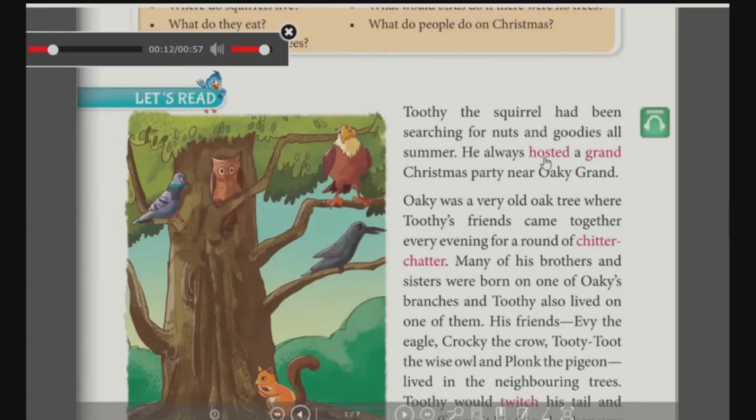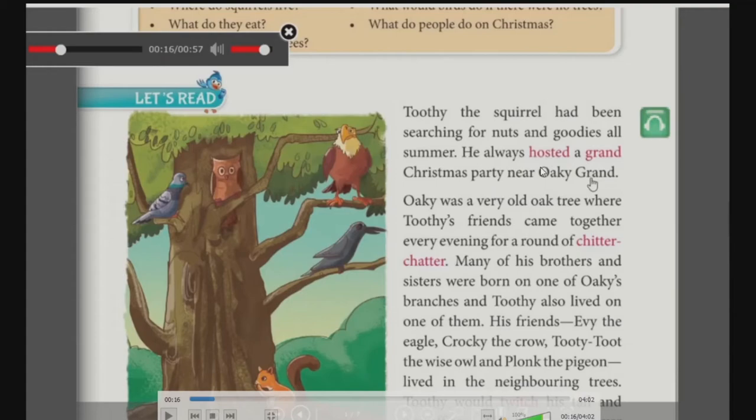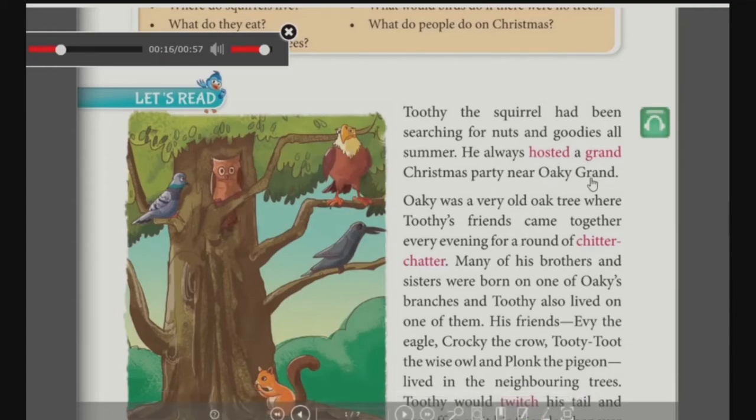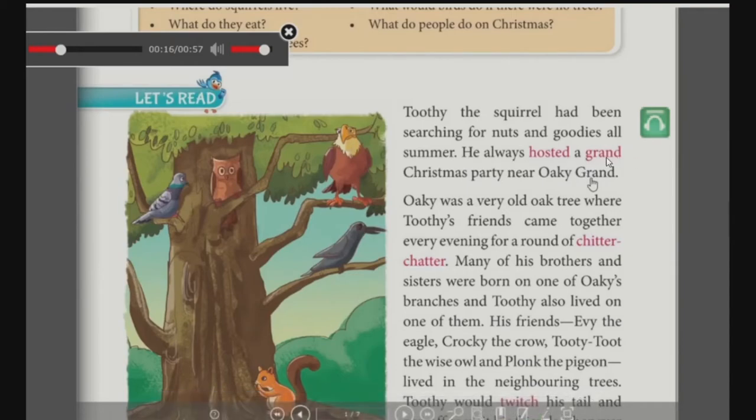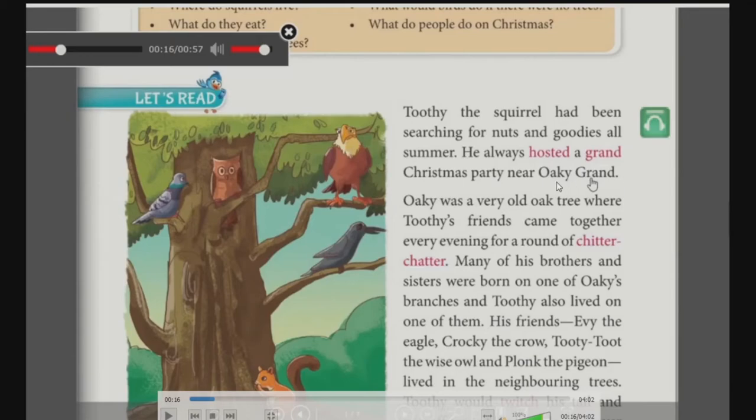He always hosted a grand Christmas party near Oaky Grand. The meaning of hosted is, for example, if a person calls you for a party, that person will organize the food, the drinks, the music. So that person who is organizing or holding a party is known as the host. So he always hosted a grand, which means alishan, Christmas party near Oaky Grand.